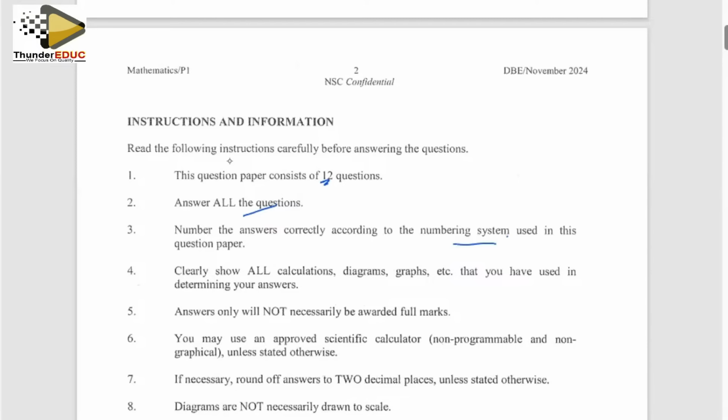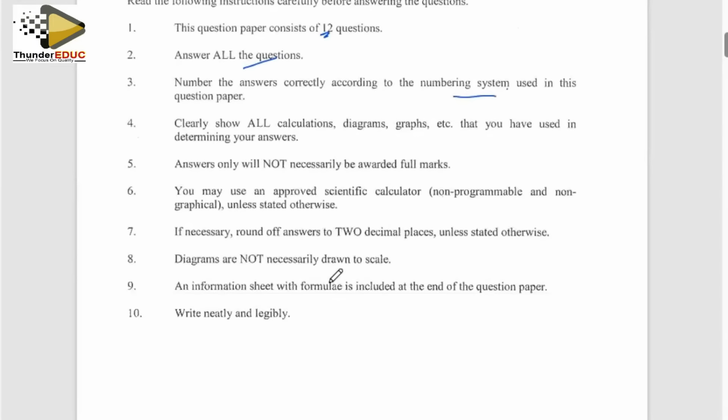Clearly show the calculations, diagrams, and graphs that you have used in determining the answers. So we need to show all our workings. A calculator is allowed, and the rounding off is still 2 decimal places. Diagrams are not accurately drawn, and then we have the information page.